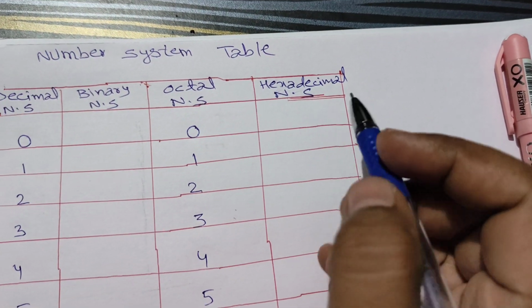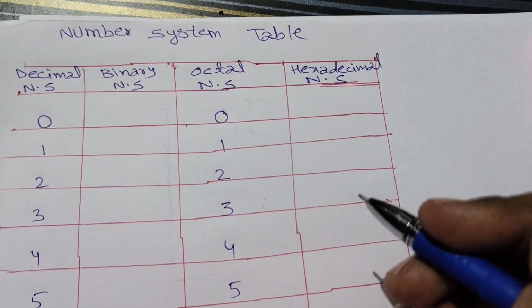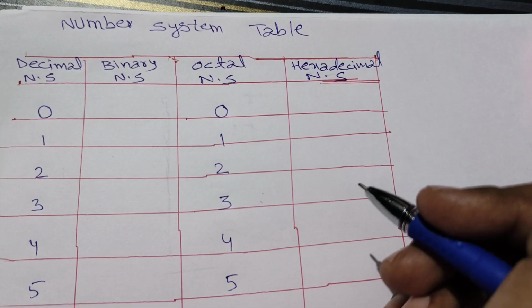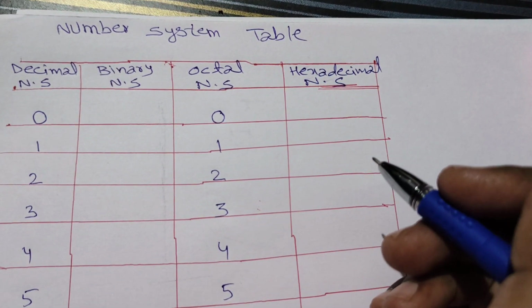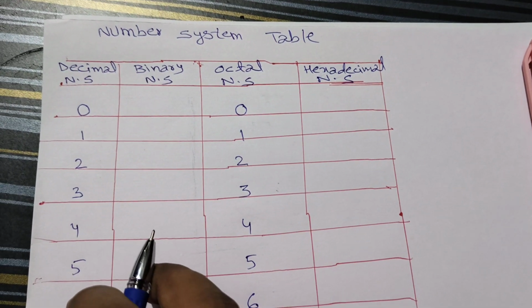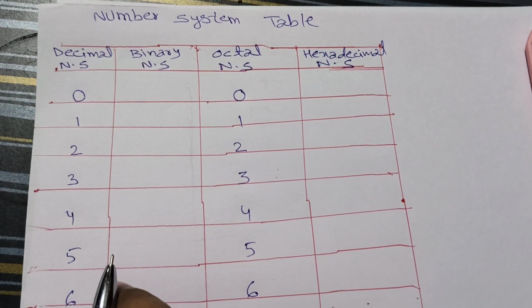Hexadecimal number system. Hexadecimal number system has 16. It includes symbols, alphabets, letters and digits. So it starts from 0 to 9. After 9, 10 to 15 we have the alphabets A, B, C, D, E, F.